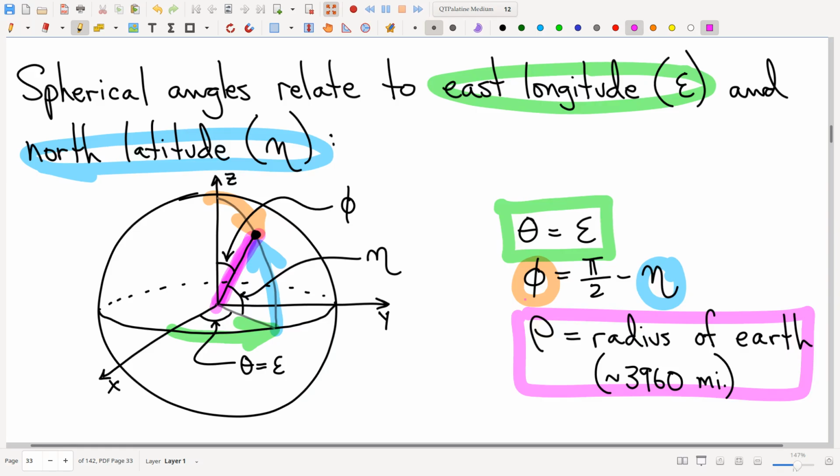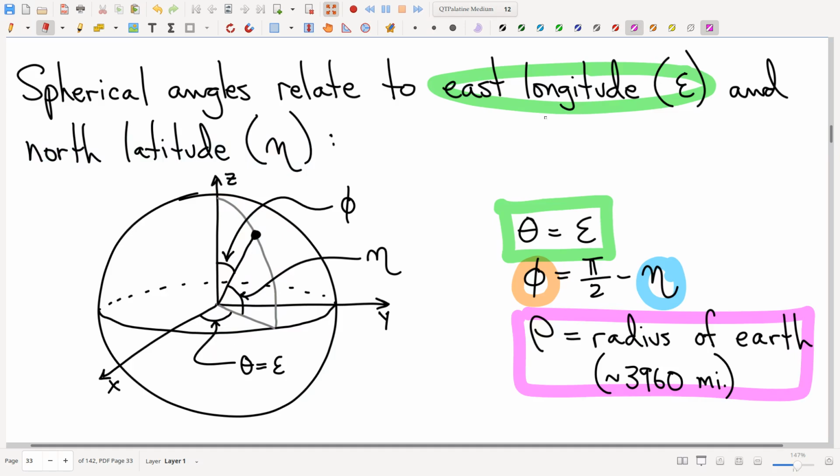Yes? Would longitude be up and down and latitude be left and right? You've got it backwards. Longitude is measured this way, and latitude is measured north from the equator. The confusing part is that longitude being measured sort of east and west results in what we call a line of longitude being a north-south line, right? And so it's easy to get them backwards because of that. Okay. All right.